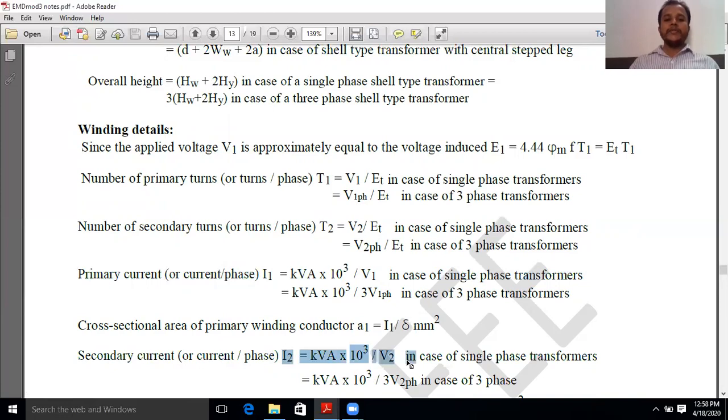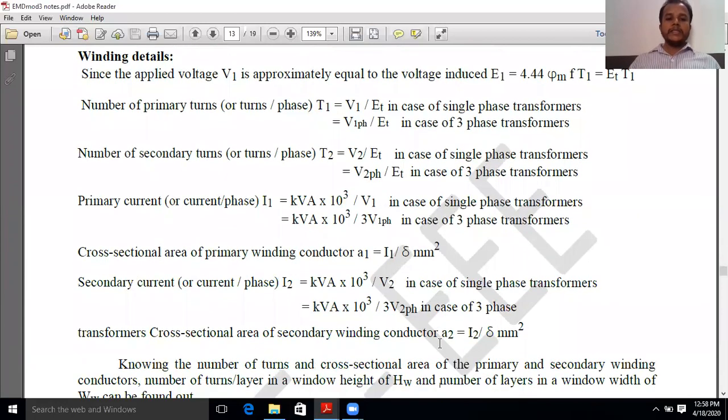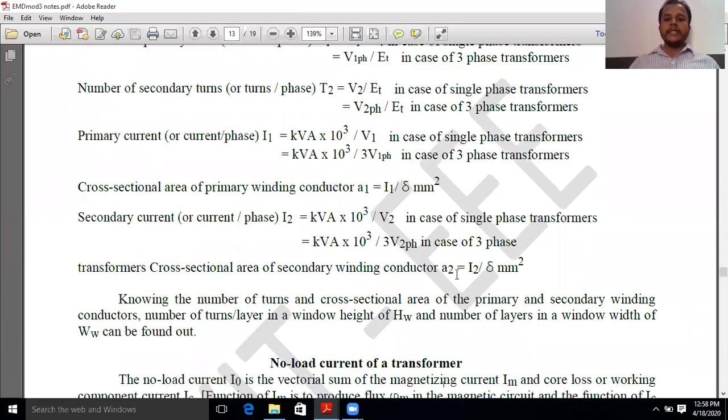So it is I2 equals kVA times 10 to the 3 divided by V2 in case of single phase, and kVA times 10 to the 3 divided by 3 V2 phase in case of three phase. In case of three phase, this is the secondary current. Now the cross sectional area of the secondary winding, that is A2, is equal to I2 divided by delta millimeters squared. This is about the secondary.